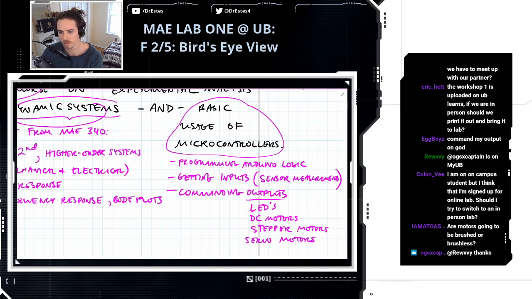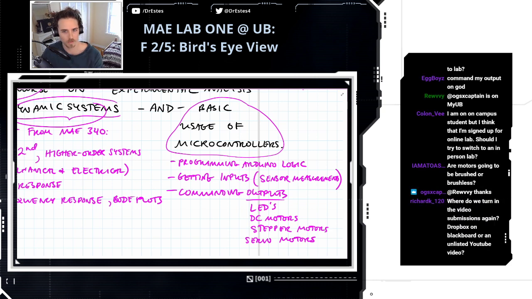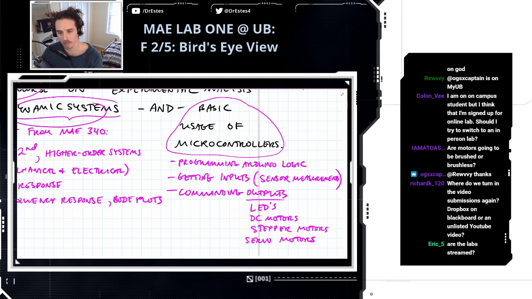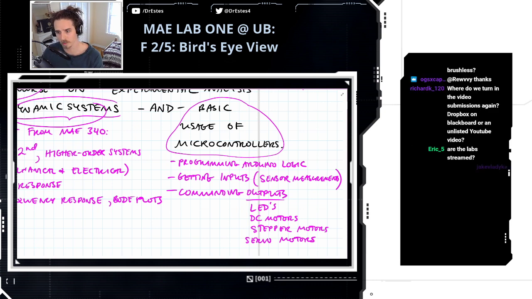If we are in person, should we print it out and bring it to lab? Eric, that's a great idea. Yes, I would print it out and bring it to lab. But if you don't print it out, you could access it via UB Learns while you're on campus. I would suggest bringing your laptop to the workshop so you could pull it up there as well.